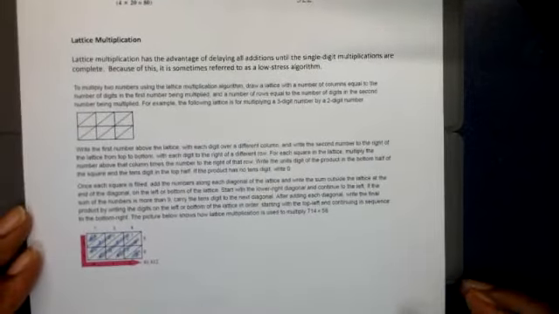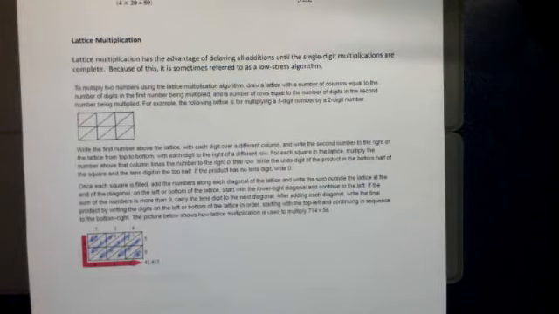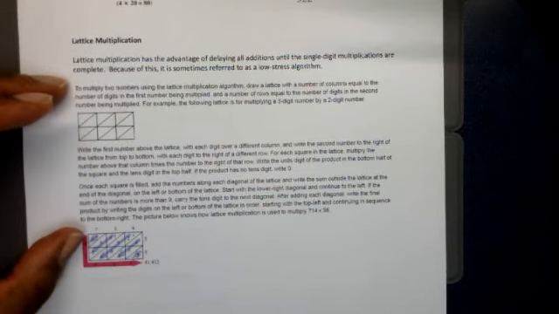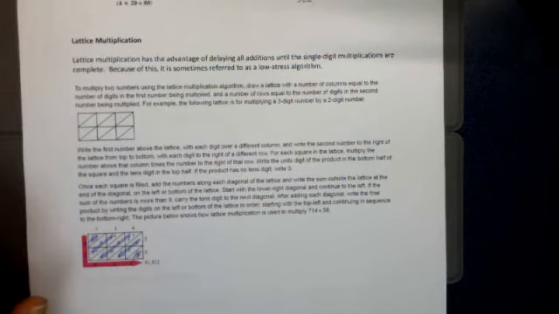All right, next is lattice multiplication. We used lattice addition in section 3.2. This also applies to multiplication. And it has the advantage of delaying all additions until the single digit multiplications are complete. And this is sometimes referred to as a low stress algorithm. Now this is the procedure for using the lattice multiplication approach.